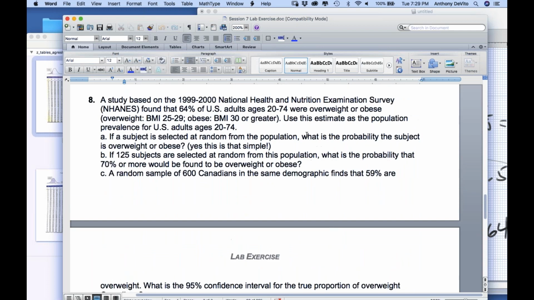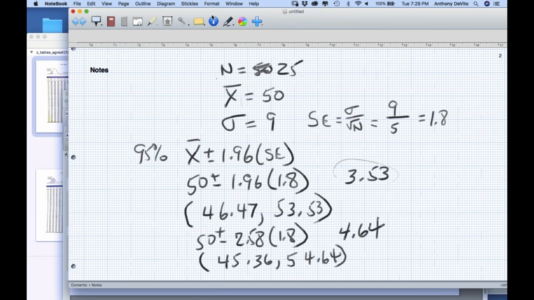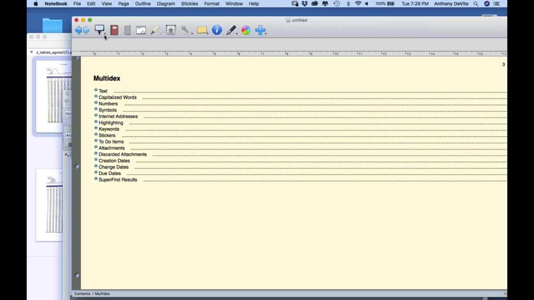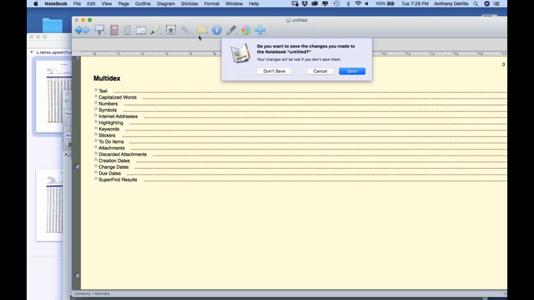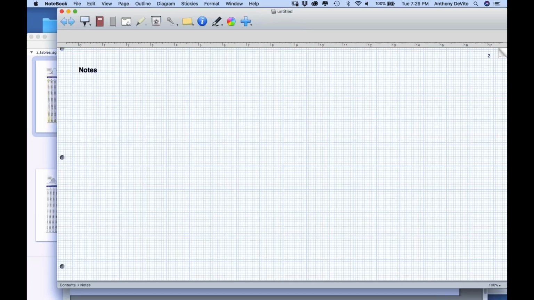Okay, so I want to do a proportion now. The way proportions work, I'm going to do one on the fly here rather than on this example. And the other thing I want to do before we call it a night is show you how to do this in SPSS as well. So let's take a look at proportions.